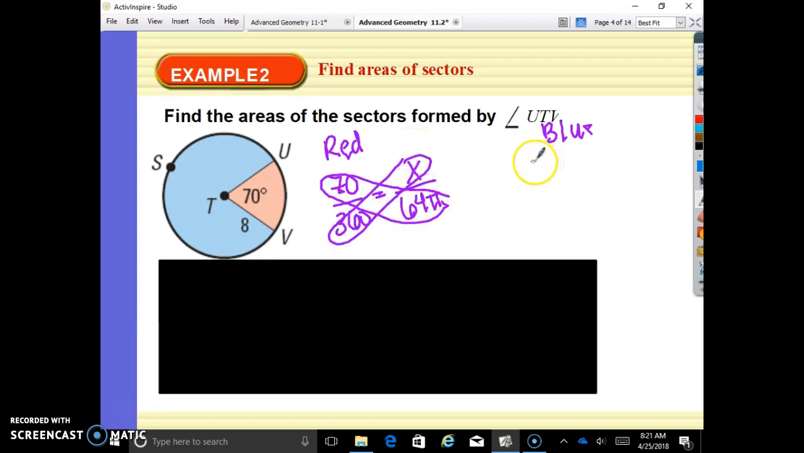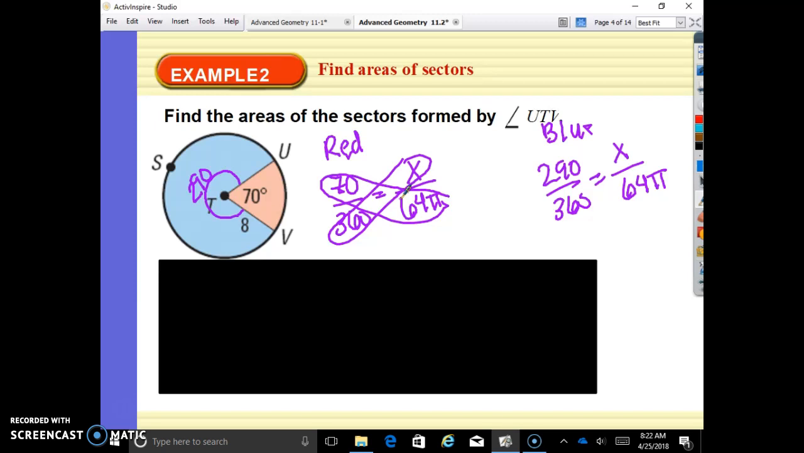And for blue, if it's 360 degrees, 360 degrees minus 70 is 290, right? So 290 degrees out of 360 degrees equals what part of the area out of the full area? Or you could have taken the full area minus the area of red. Either way. So now I'm going to pick up my calculator.